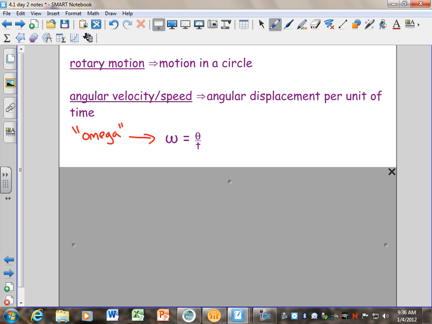This is our theta, which is our angle. Again, this has to be in radians. And per unit of time, T is just time in whatever unit they give you. If they give it to you in minutes, if they give it to you in hours, that would be so much over whatever time unit that happens to be.